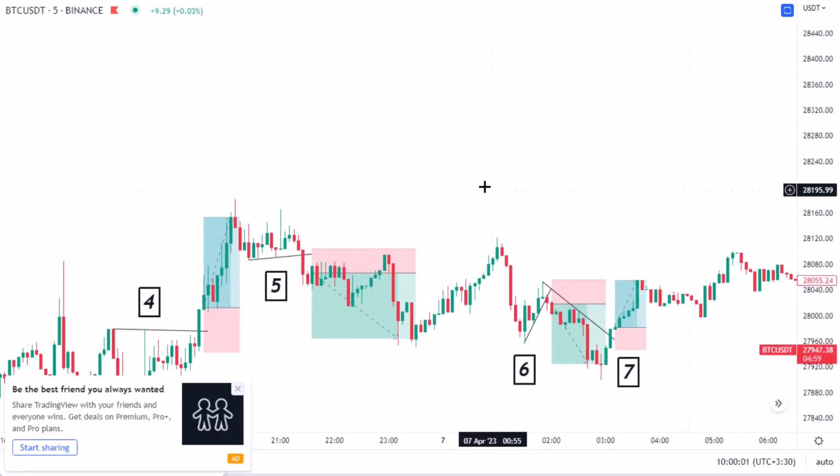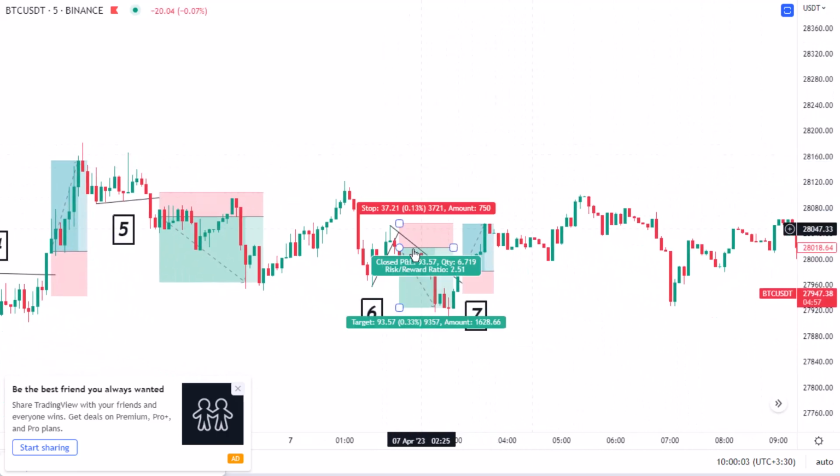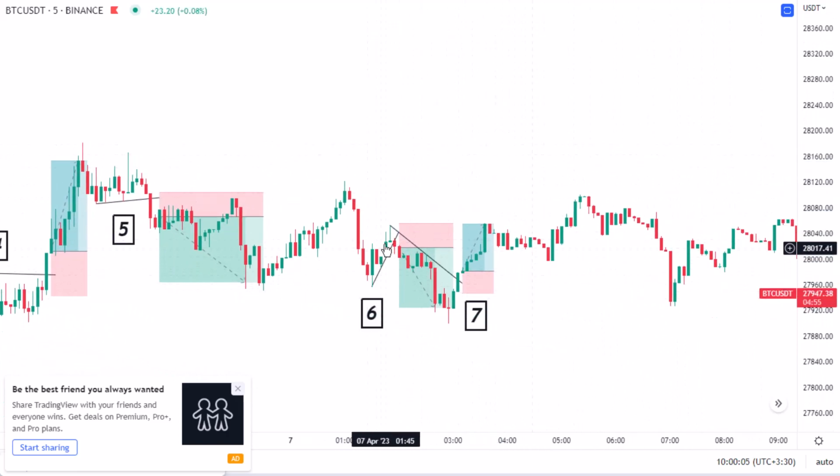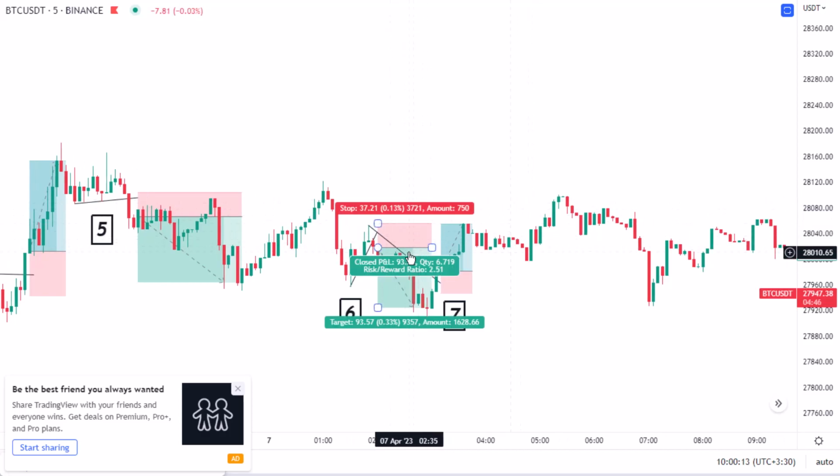On trade 6, we did have this trend line with 3 touches. On the fourth time it was broken here, we could enter here for a sell position, put our stop loss somewhere safe, and it gives us a reward of 2.5.